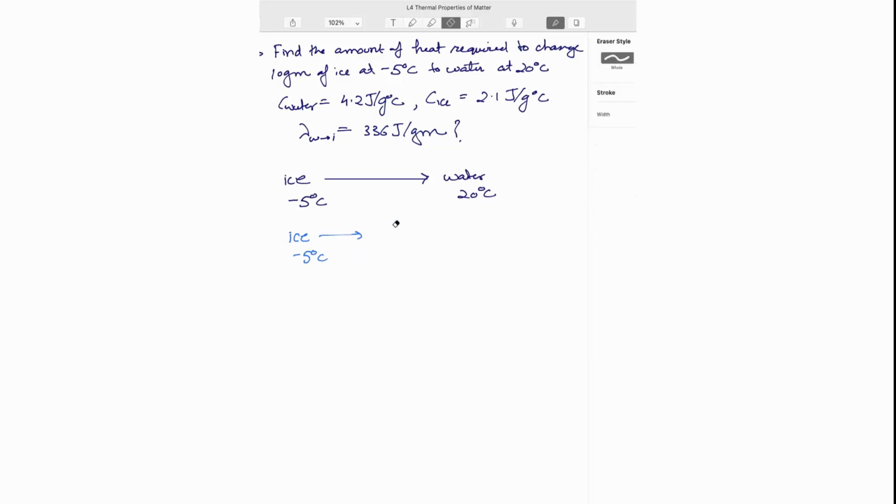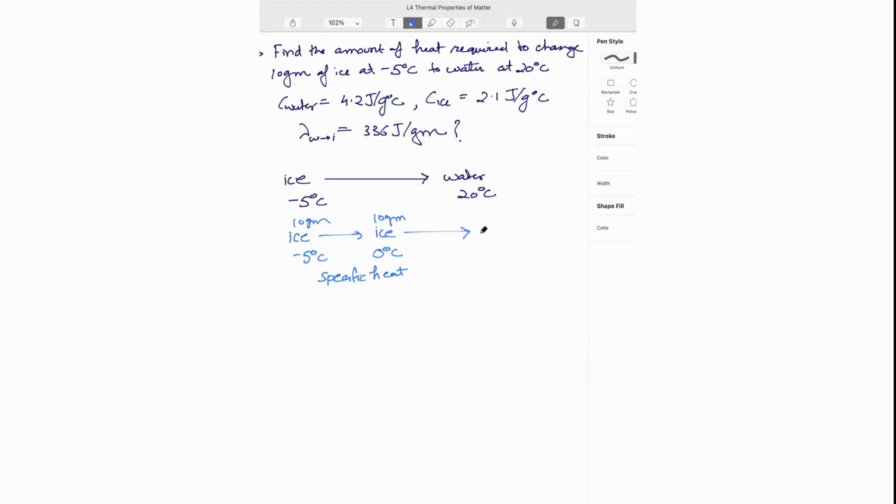That is ice only, and the temperature is changing. When there is a change in temperature, the heat required to raise the temperature is calculated using specific heat. The amount of ice is 10 gram here and 10 gram here. Now we have ice at 0 degree centigrade. Now there is a phase change.